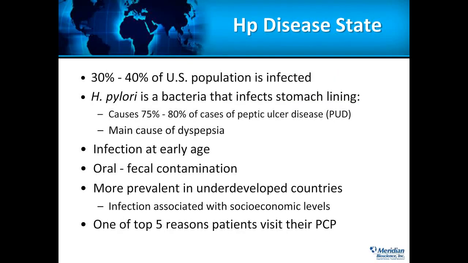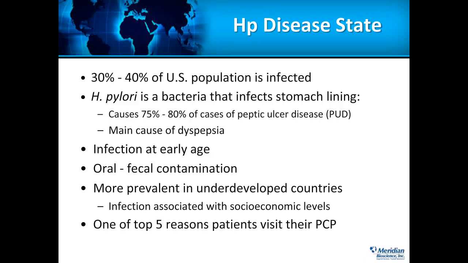So let's start out with a discussion of the various disease states that are associated with H. pylori. One of the things that makes H. pylori such a relevant pathogen to be aware of is its overall prevalence. About 30% of the American population is infected with H. pylori. Within the U.S. and globally, H. pylori is the most common chronic infection, and it results in a variety of disease states.